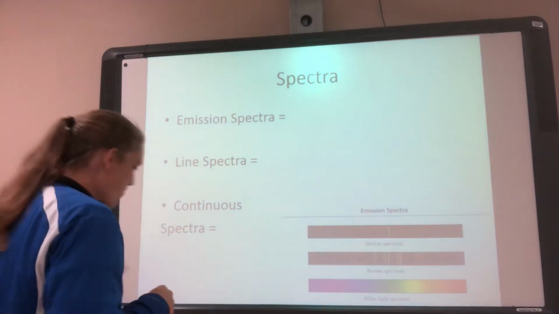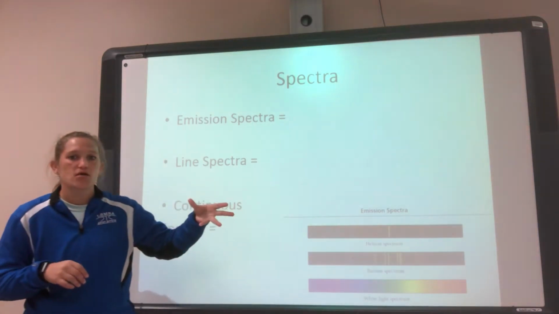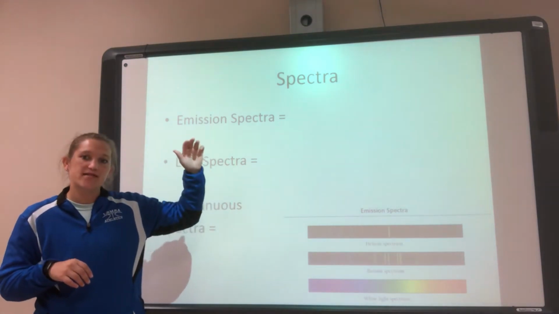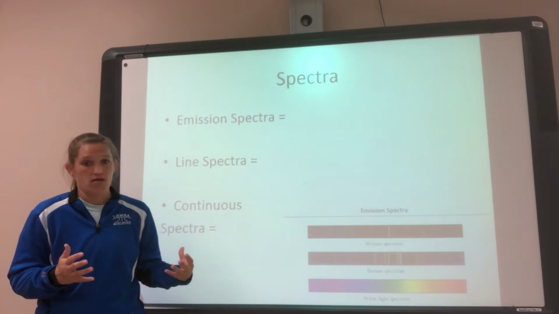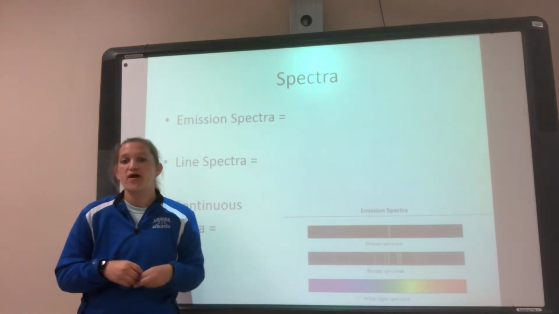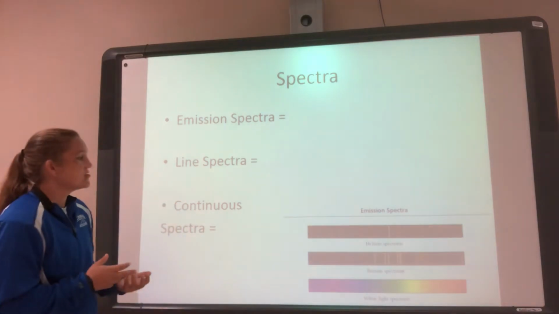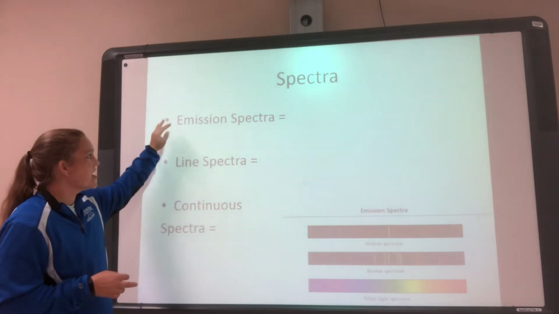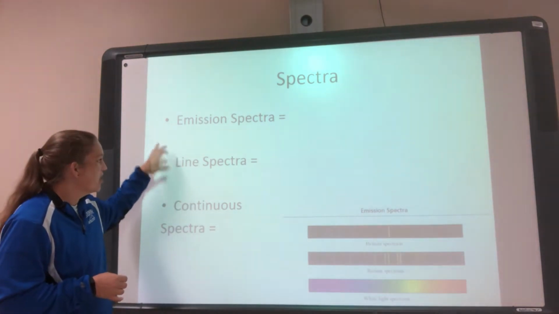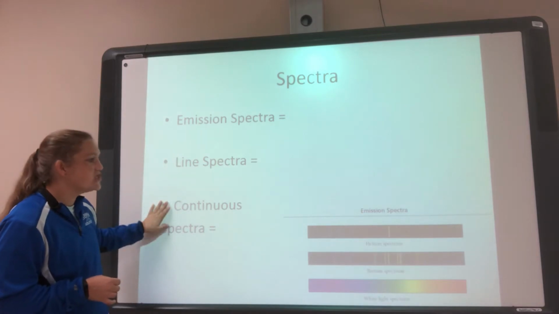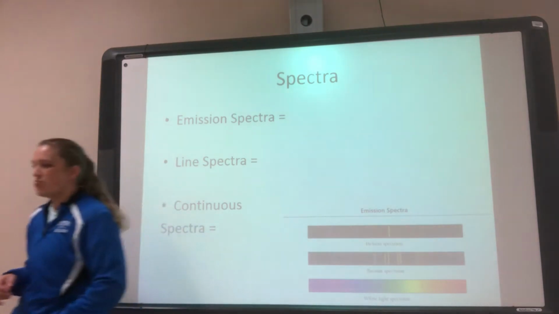So when we're talking about light being emitted, when my electron is going from an excited state to a ground state, we want to talk about, well, what does that look like? And so we were able to find a spectrum of it. And so we're going to talk about what it looks like. It's an emission spectra, and then there's two different types of emission spectra. There's line spectra and there's continuous spectra. And I'll show you an example.